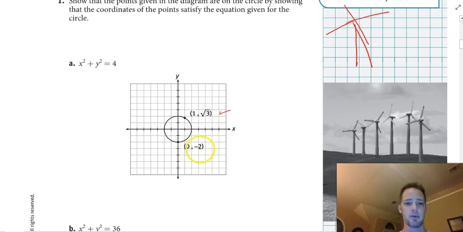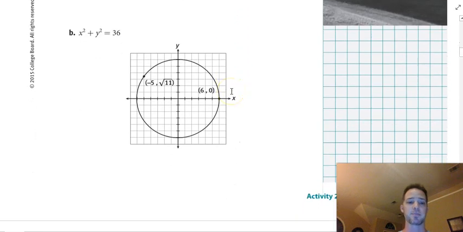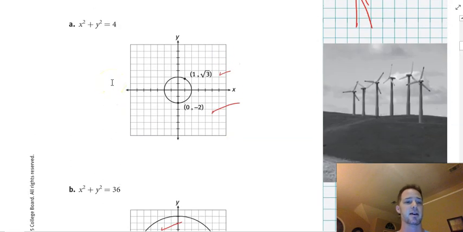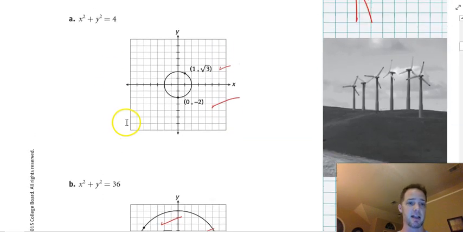Same thing here. 0 squared is 0. Negative 2, when you square it, becomes positive 4. So 0 plus 4 is 4. This one also works. On the other equation down here, we have a couple of points. Negative 5 squared is 25. Square root of 11 squared cancels out the square root, you get 11. So 25 plus 11 is 36. That one's on there. And 6 squared is 36 plus 0 gives us 36. So all of these points are on these equations, which kind of looks a lot like the Pythagorean theorem.